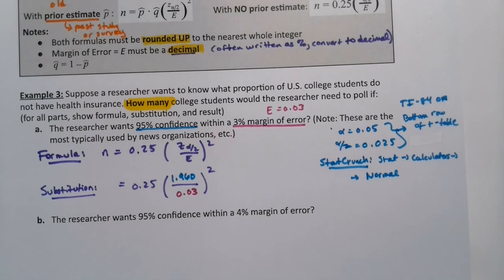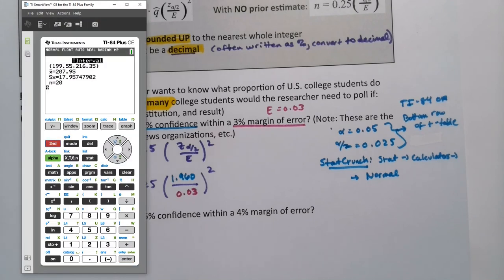Oh, and the calculator real quickly. The calculator, you'd have to use inverse norm. So second distribution, inverse norm, 0.025, 0 and 1, and left would be how the old calculators work. And if you want to use center, then that's fine also. You'd take 0.95 and use center if you have the ability. That's what StatCrunch is essentially doing.